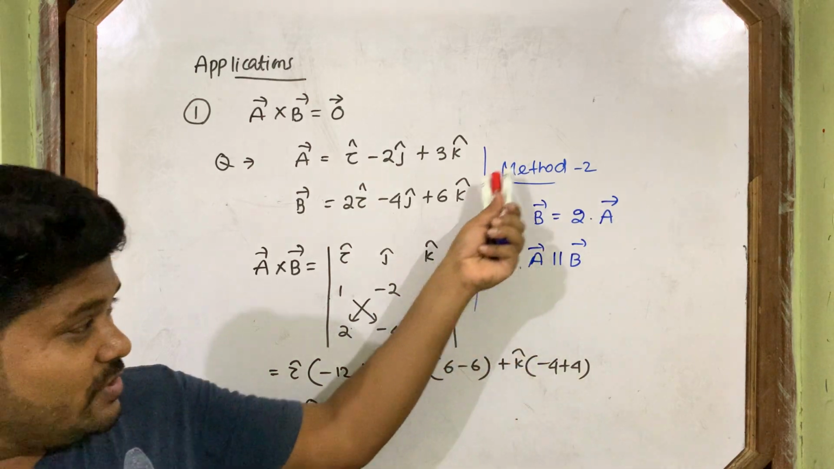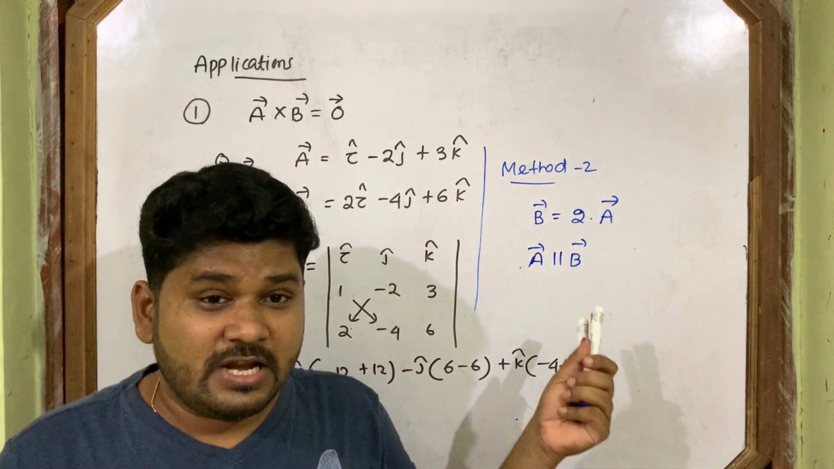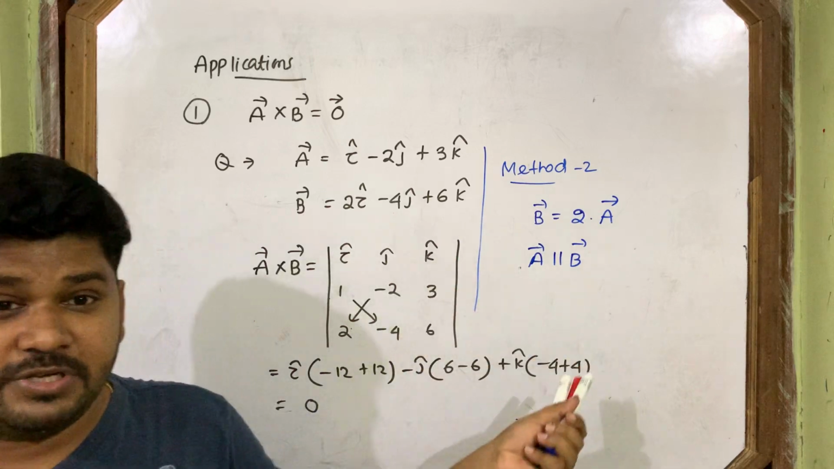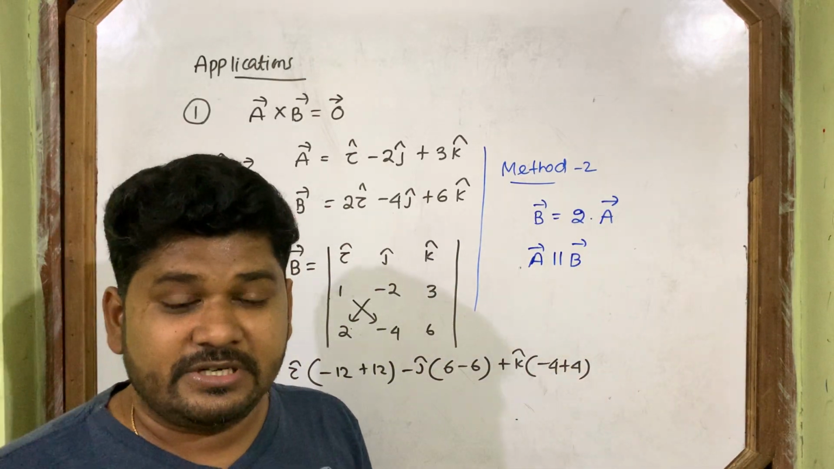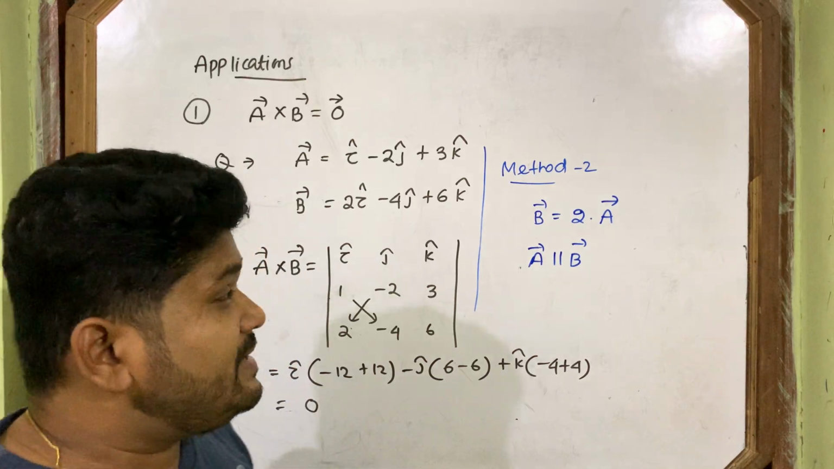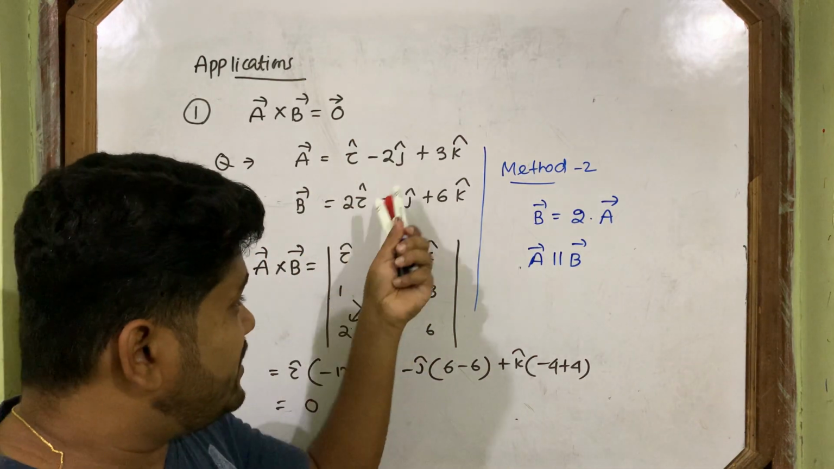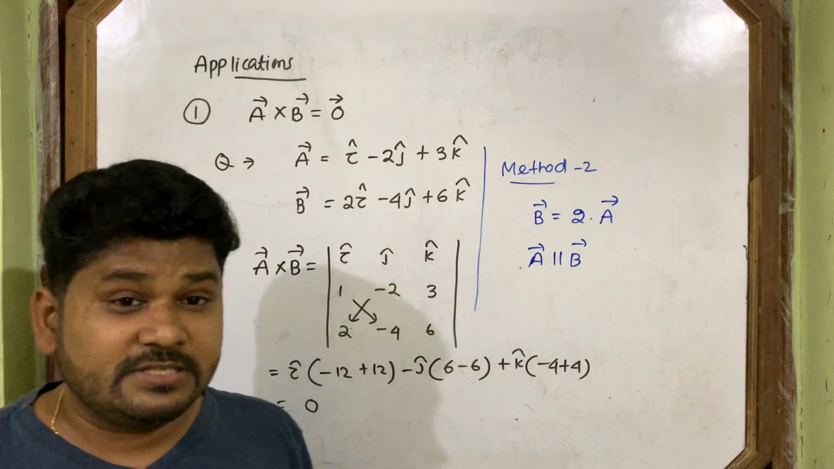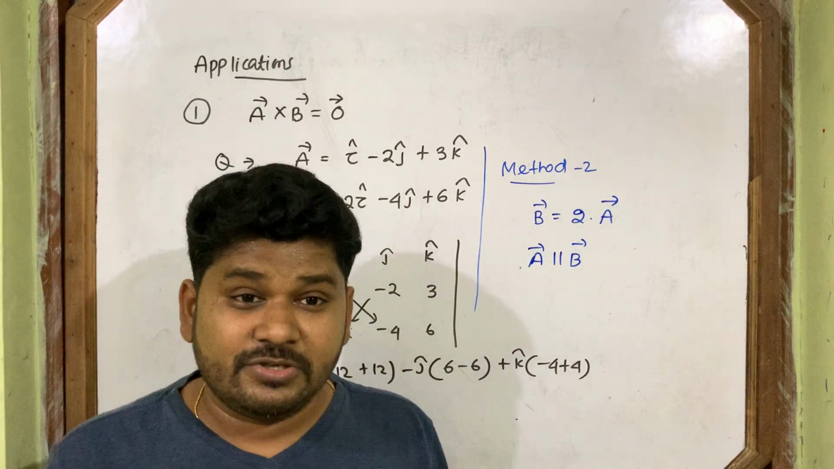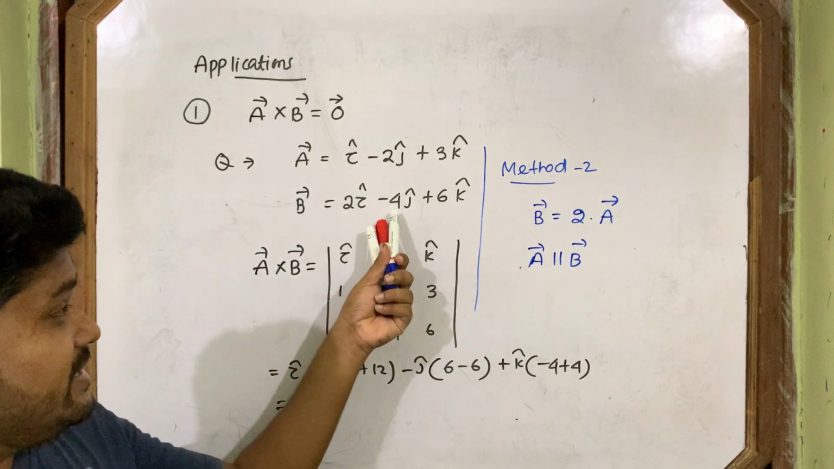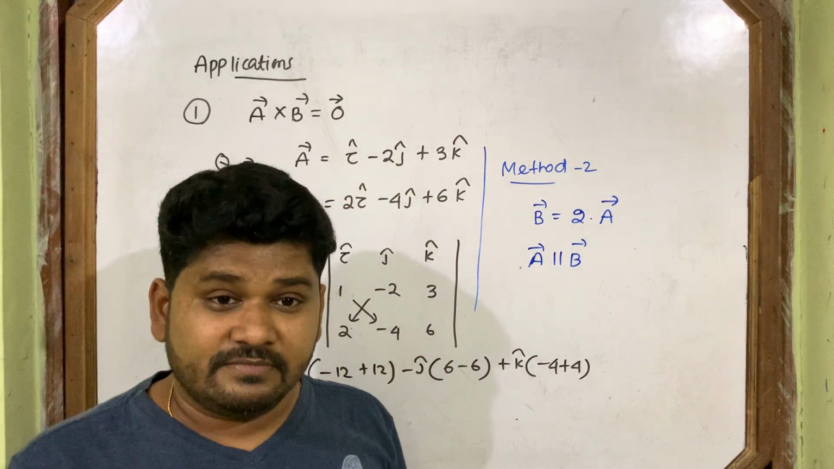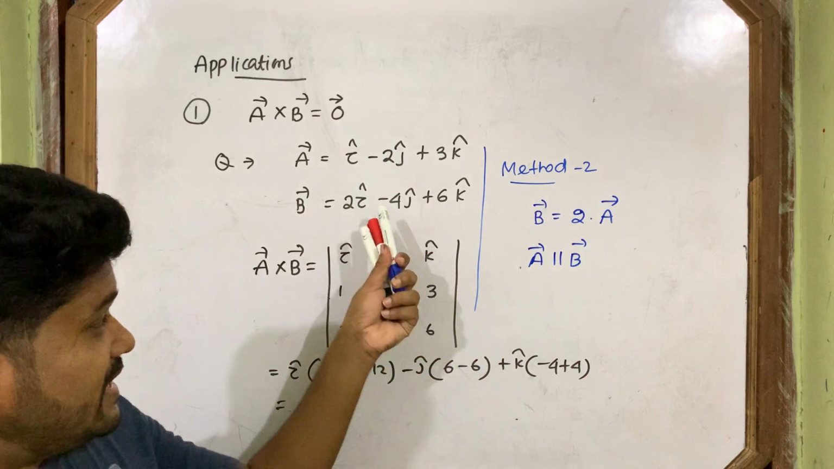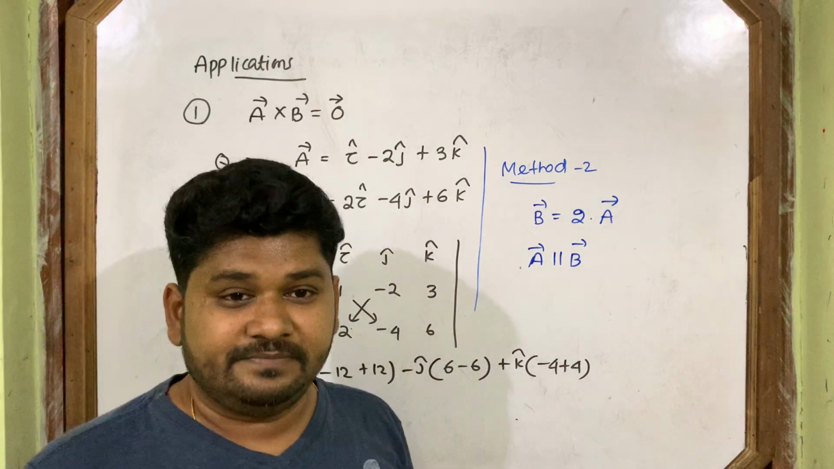If you use this method in your class exam, then nobody can cut your marks. They have to give the marks. Very easily, only one step you can determine. But the problem is, in some questions you can't know that the second vector is the scalar multiple of the first, that is, exactly which number the scalar is.